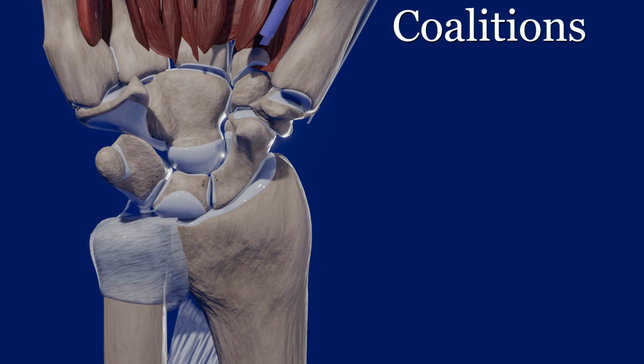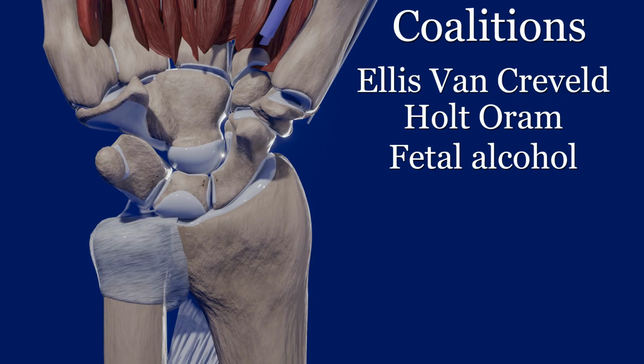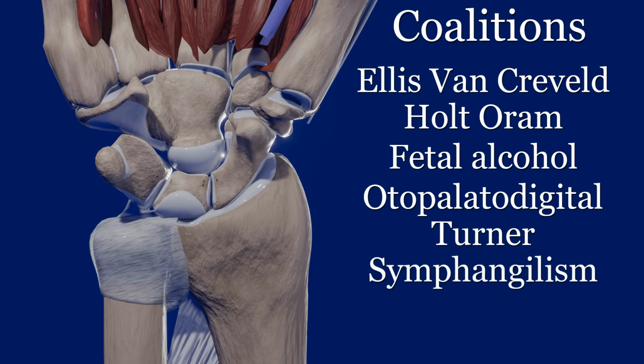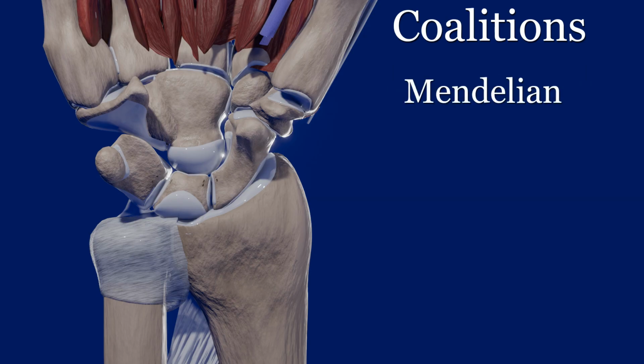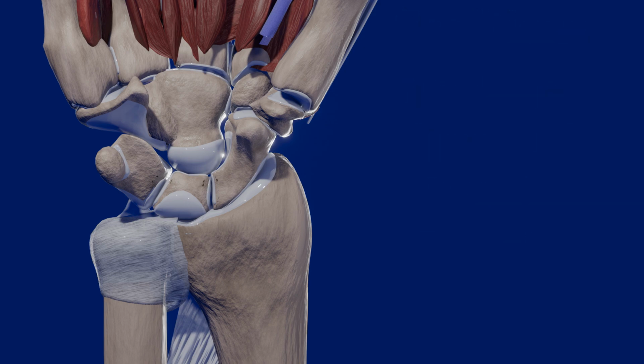Coalitions can be syndromic: Ellis-van Creveld syndrome, Holt-Oram syndrome, fetal alcohol syndrome, oto-palato-digital spectrum disorders, Turner syndrome, symphalangism, and Nievergelt syndrome. They can be isolated, transmitted via a Mendelian inheritance pattern. They can also be acquired, usually through inflammatory arthropathy, such as rheumatoid arthritis, juvenile arthritis, or psoriatic arthritis.